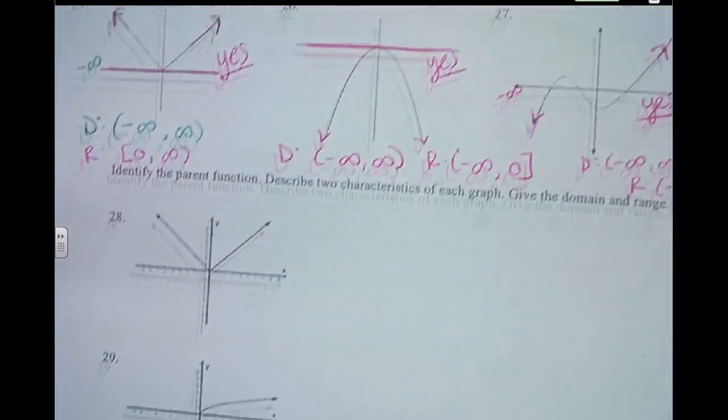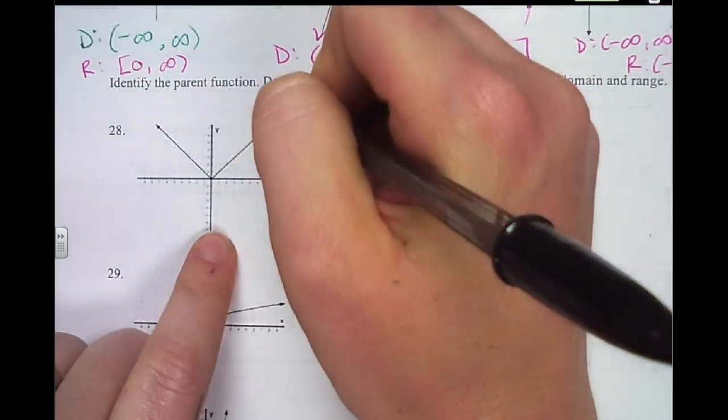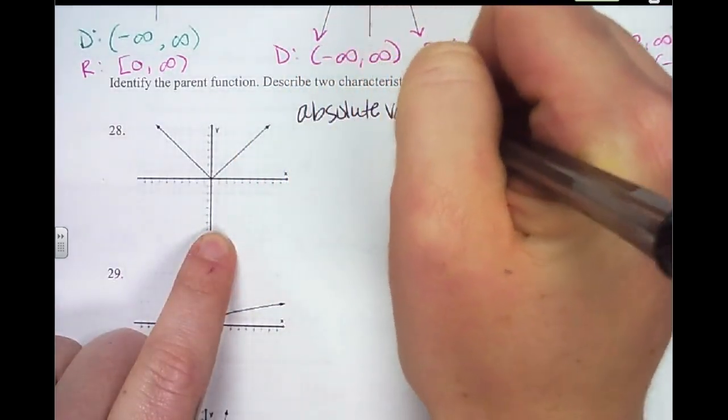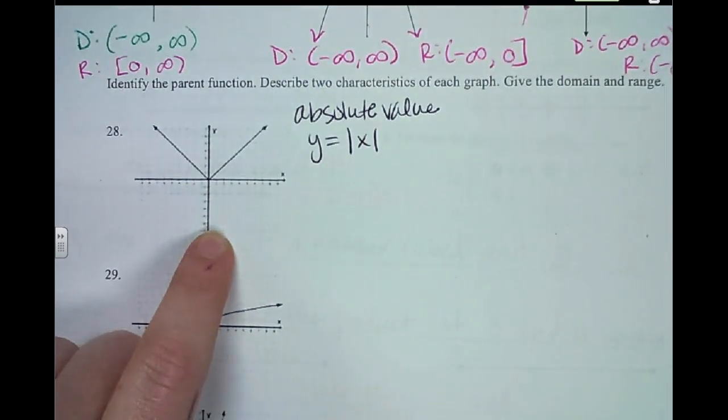Okay, the next one is identify the parent function. So we've talked about these parent functions. This parent function is the absolute value. y equals the absolute value of x. Make sure that you know both of those.